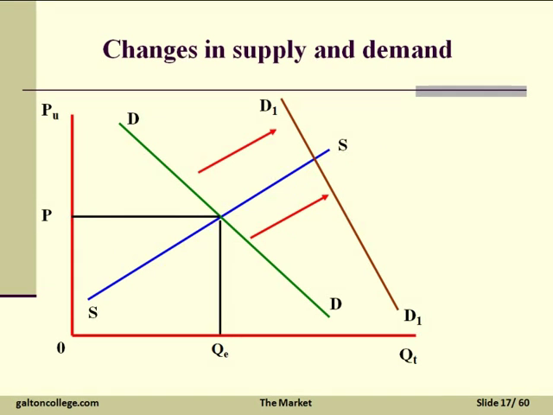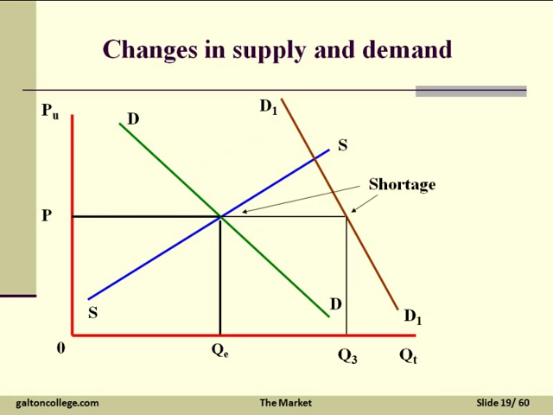Now if that's the case, then at the existing equilibrium price of P, there is now an excess demand. It's as if the old demand curve, DD, no longer exists, because the new demand curve, D1, D1, is now in play. So at the price P, there is now excess demand. In other words, at the price P, there is a shortage, and the shortage is equal to the difference between Q3 and QE.